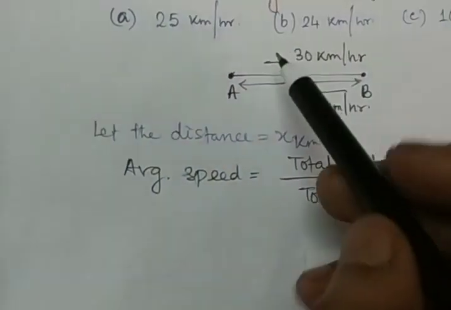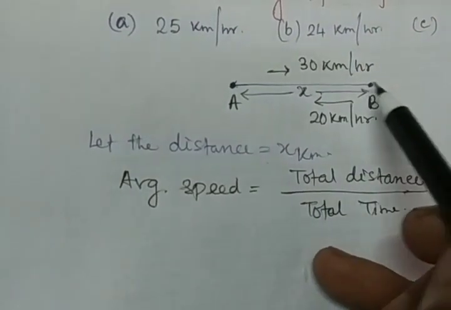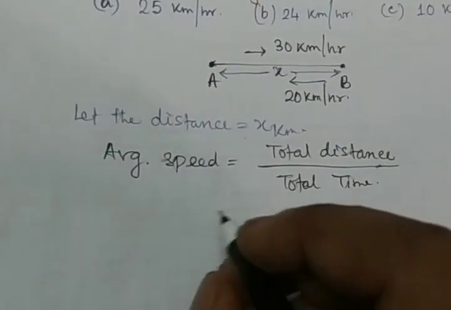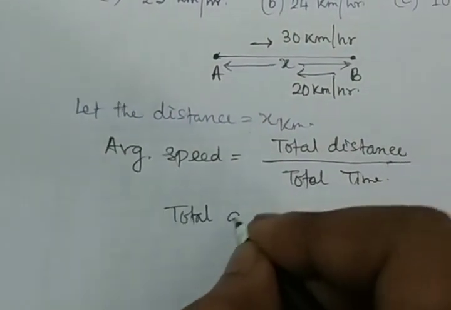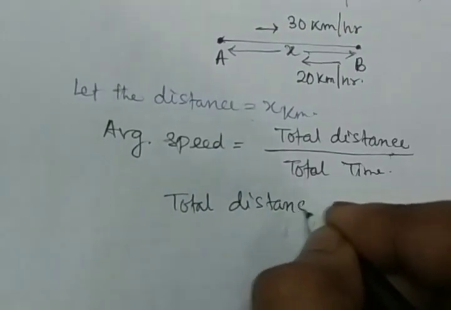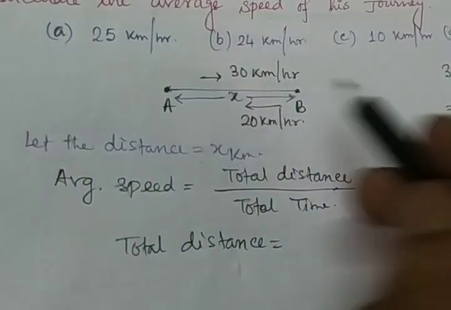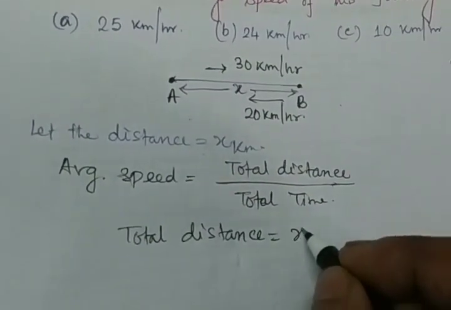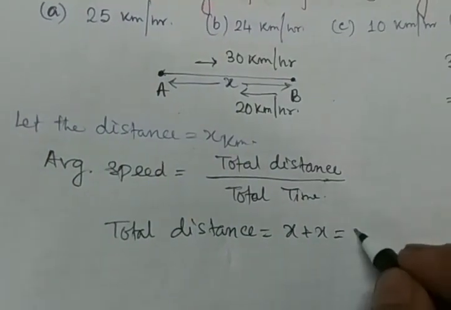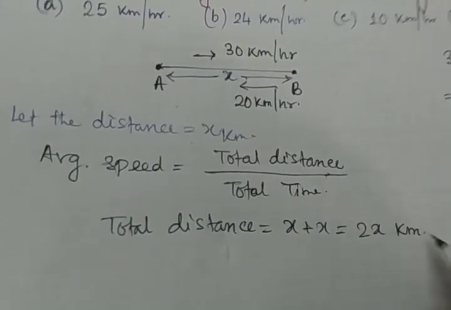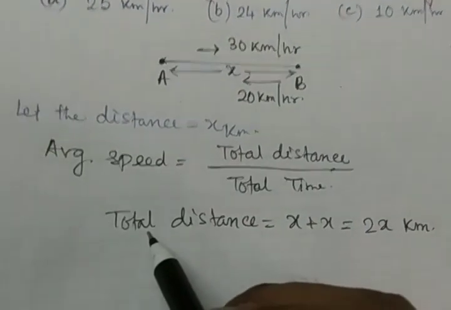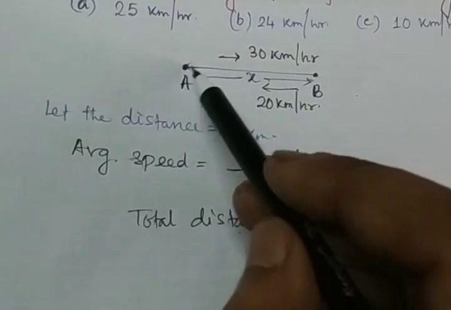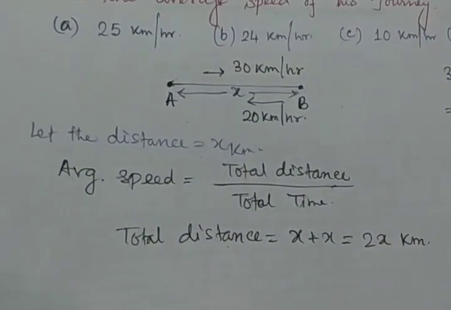Now total distance: suppose he is going from point A to point B and coming back. He goes x distance and comes back another x. Do you understand? So total distance is equal to going x kilometer and coming back another x kilometer. So x plus x, that means 2x kilometer. Do you understand? What I am doing here? Total distance is nothing but first x kilometer, then coming back another x kilometer. So x plus x, total distance is 2x kilometer.